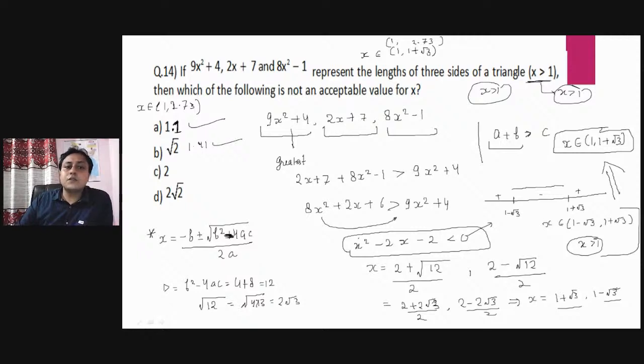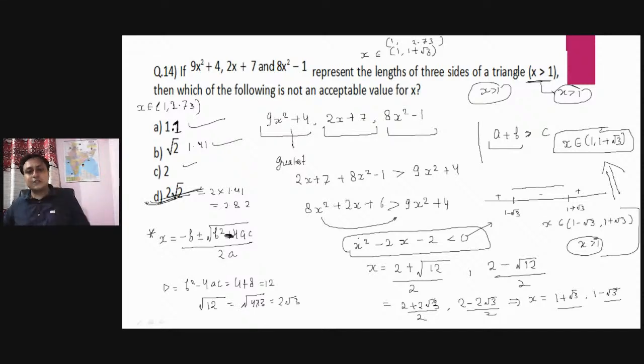The question is, which of the following is not an acceptable value of x? 2 lies between this range, so this is also acceptable. So 2 root 2 is what? Root 2 is approximately 1.41, so 2.82. 2.82 is more than 2.73, so this is beyond the limit and not acceptable. So the answer is D, 2 root 2. This value is not acceptable. I think this part is clear now.